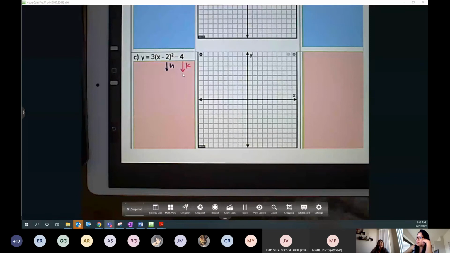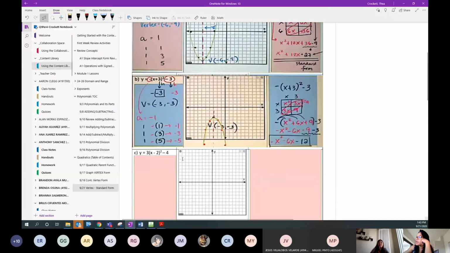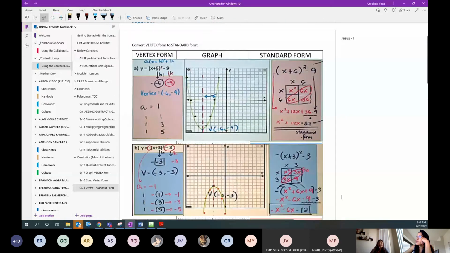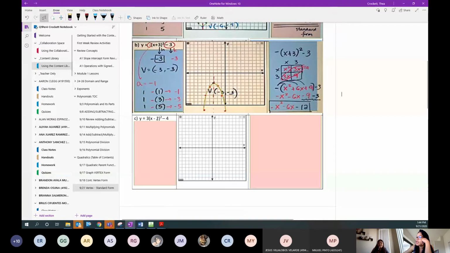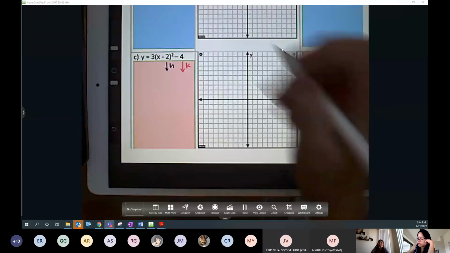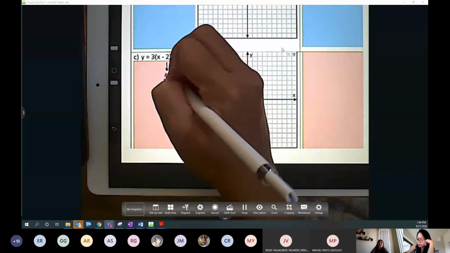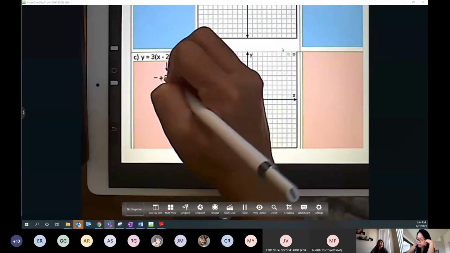All right, so if you forgot, you can go back to your notebook. What do we do with the h? If it's a plus 3 here, what should be the h? Same as here, plus 6, the h is negative 6. Okay, say plus 3, the h is negative 3. So if we have a negative 2, what would be the h? Positive 2. Very good. So that's a positive 2 because a negative plus a positive.